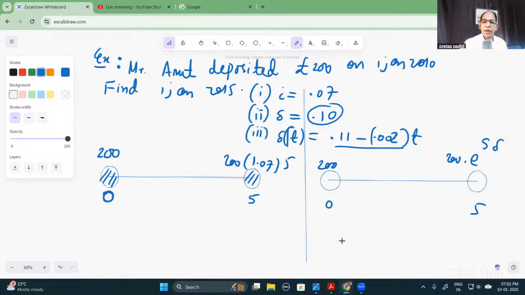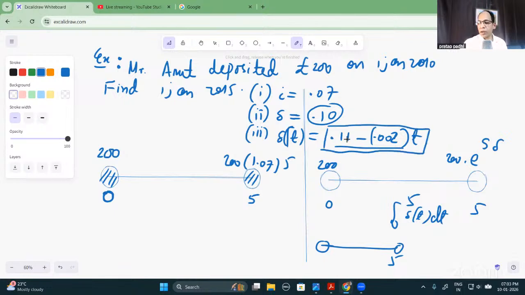You have to integrate. You write 0 here, 5 here, 0 to 5. Just write delta t dt and you need to integrate this one. And if you don't know integration, you are not from a math background, I have 50 math videos already recorded. If you ask me in the comments, I can help you.